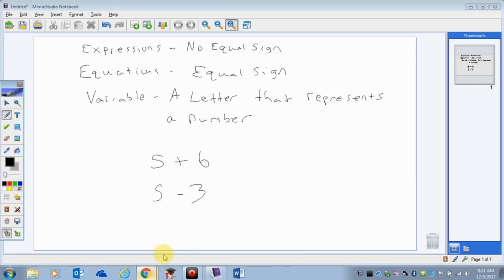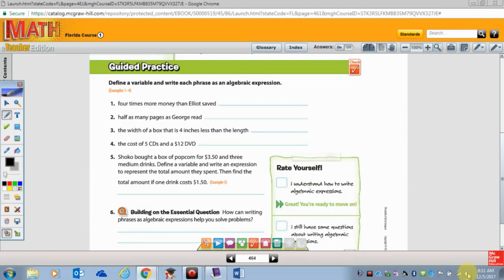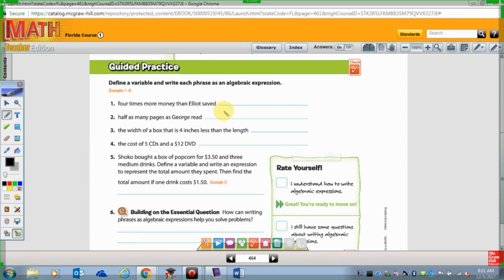Flip back over here to the book. Mute that so you don't hear the sound effects, and go back into this. So this is half as many pages as George read. So we have George's. George is going to be G. That's the letter that represents what he is. And it's half as many. So times 1/2. So it could be G times 1/2, or it could be 1/2 G, either way. So that's just saying half of what George read.